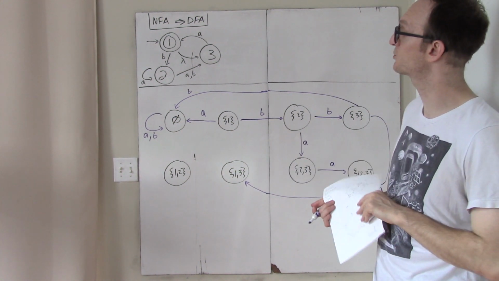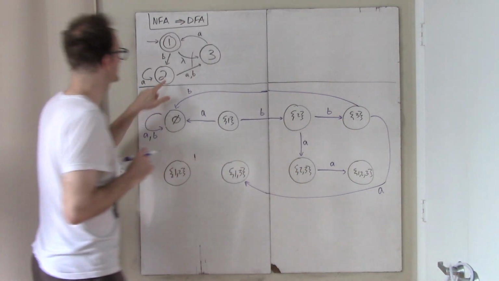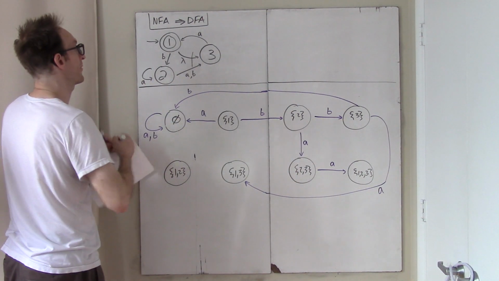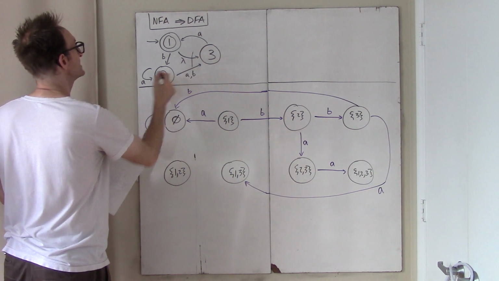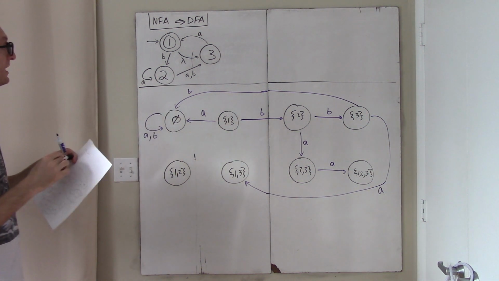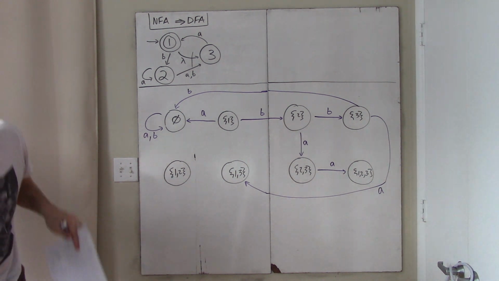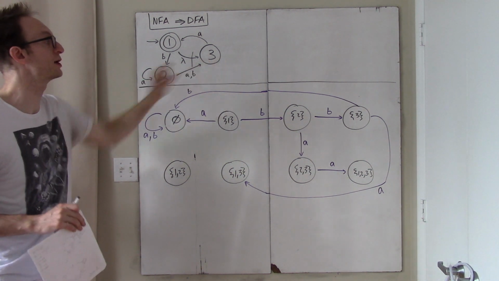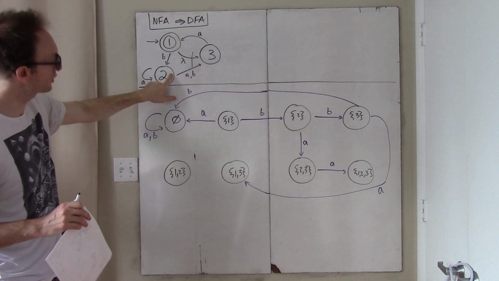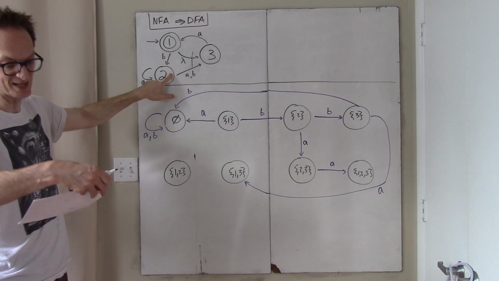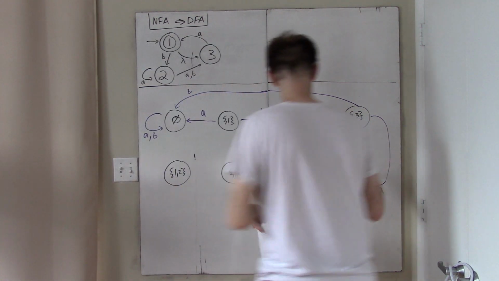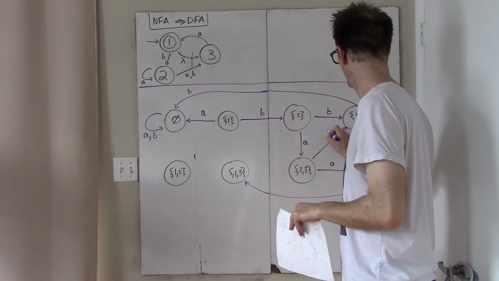What about if I'm in state 2, 3 and I read a B? Well, if I'm in state 2 and I read a B, I go to 3. And if I'm in state 3 and I read a B, I don't go anywhere. So in fact, from state 2 combined with 3, if I read a B, I go just to state 3. And so this is B.